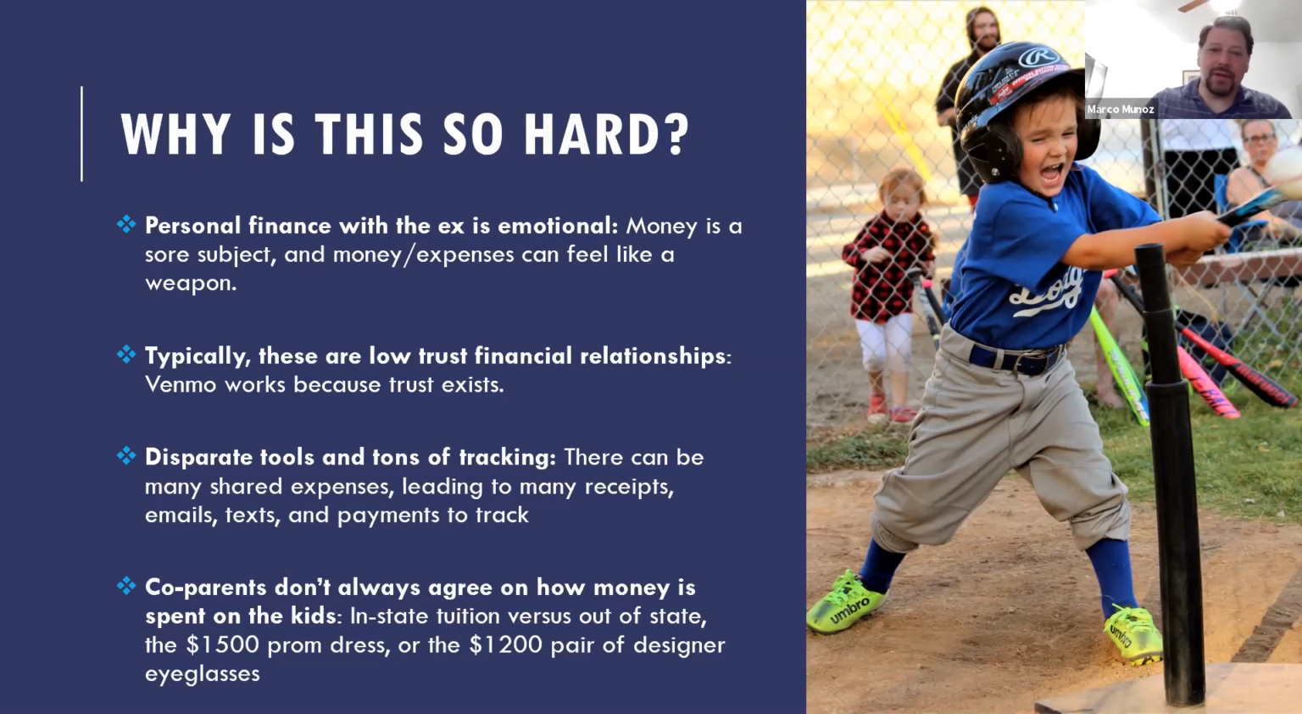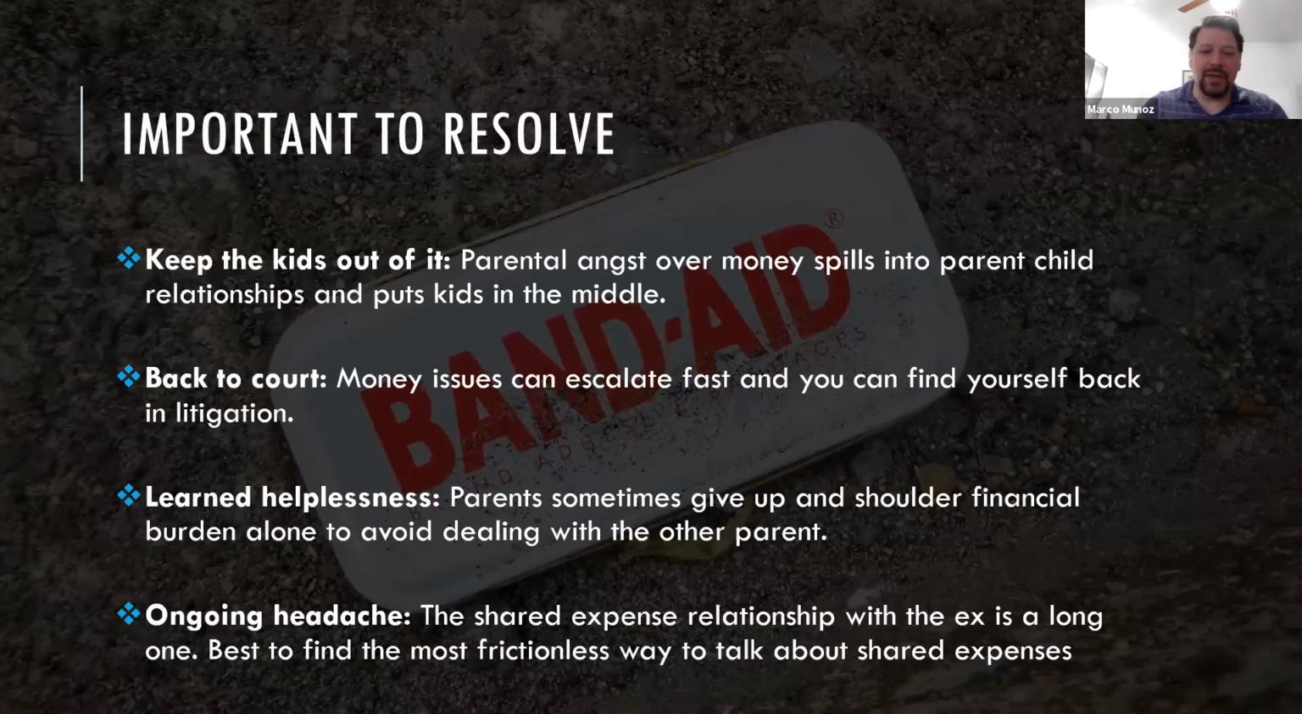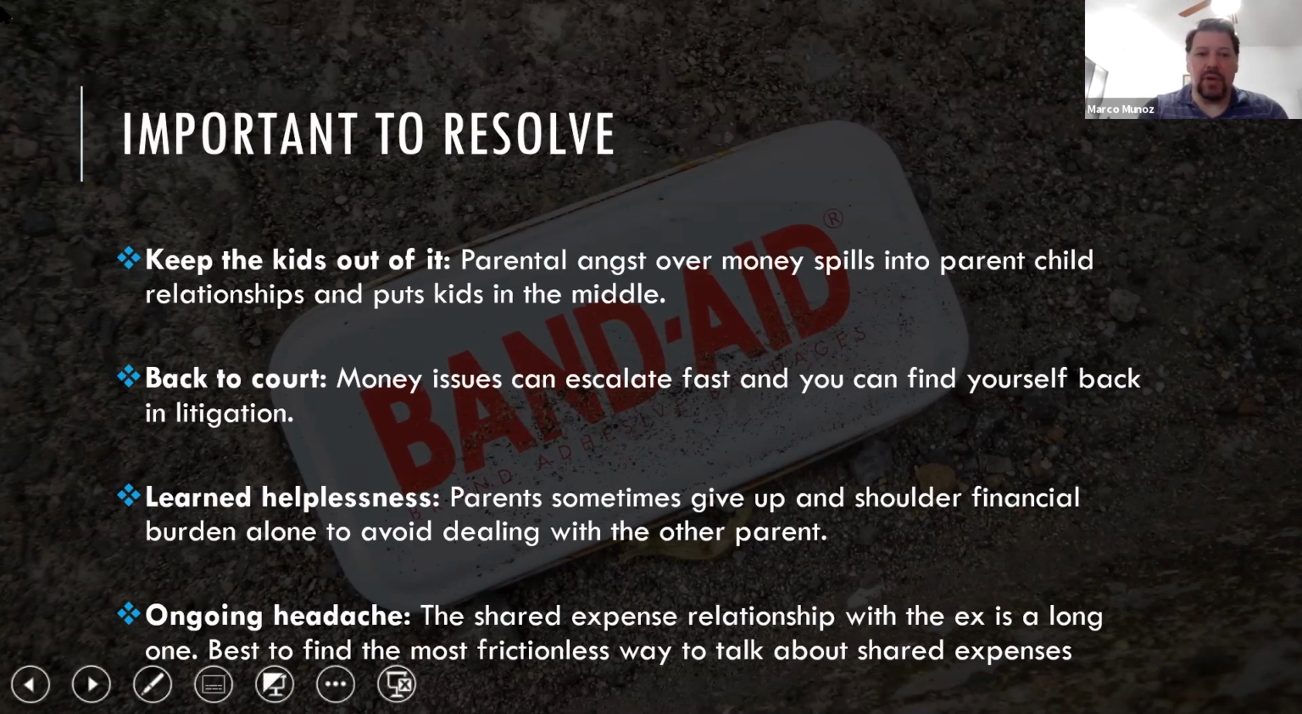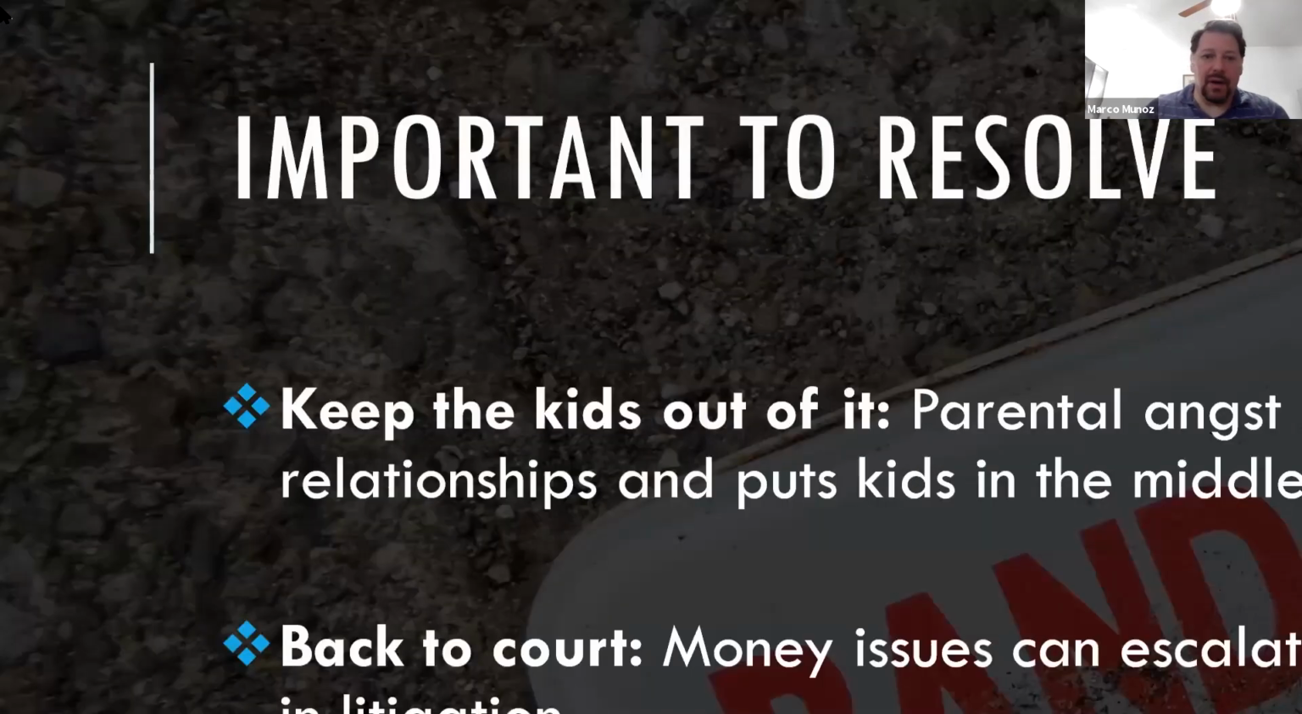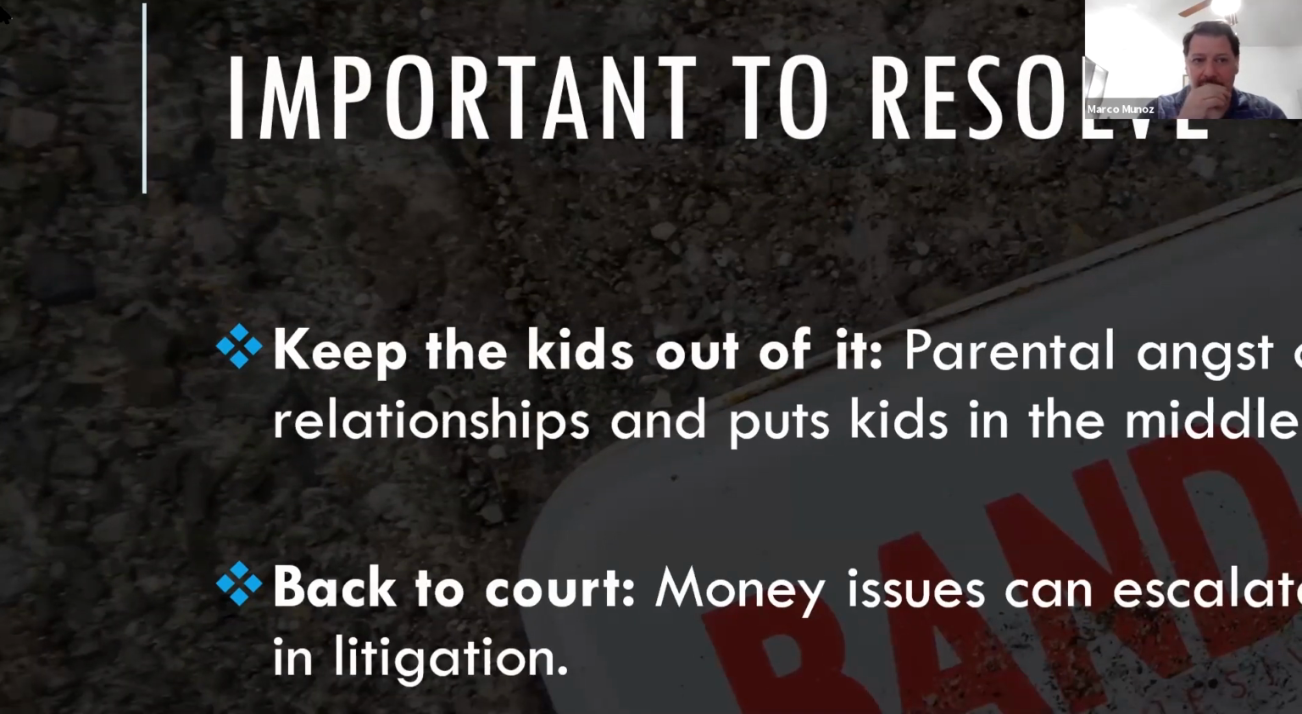Okay. I'm going to move on to the next slide. And this one is, I think, fairly obvious: this is really important to resolve. One, you've got to keep the kids out of it. That's the number one thing. The kids feel it when there is animosity over money in your relationship. As much as you might believe that they don't, they understand it and they feel it. And in a worst case scenario, these issues can get you back into court, and that is very, very expensive. I could tell you when I went back to court, it was more expensive than actually my divorce itself.